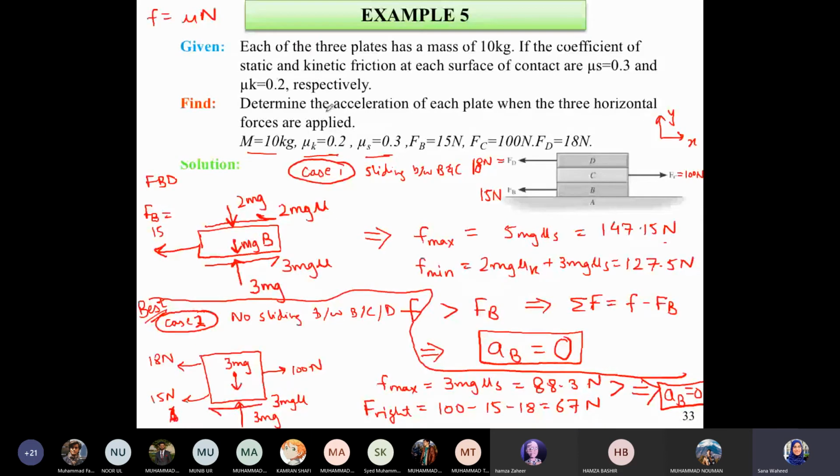Can I erase this, all of this? I didn't write that on C and D. Okay, I'll start. Now let's consider block C and D.